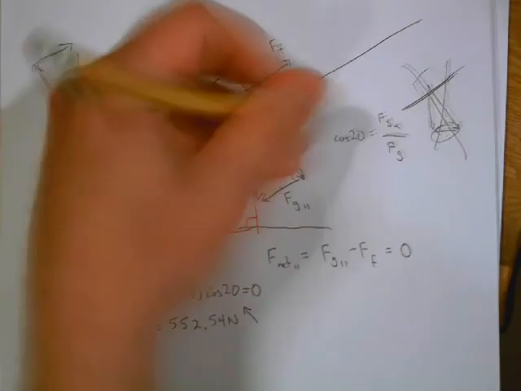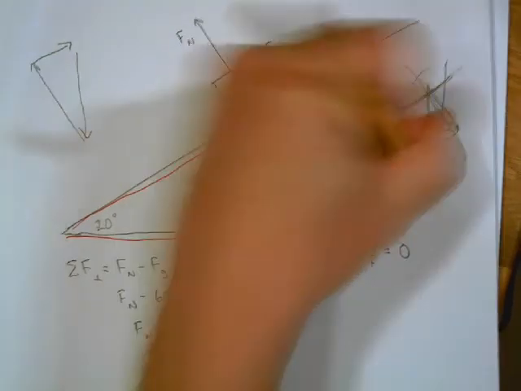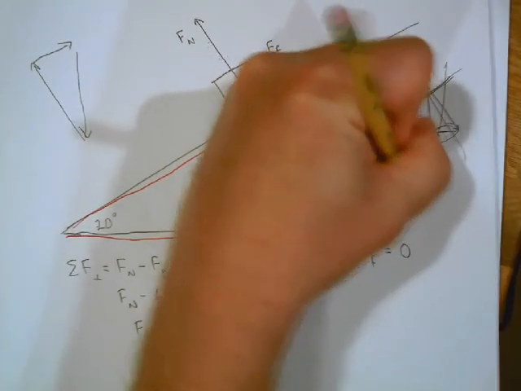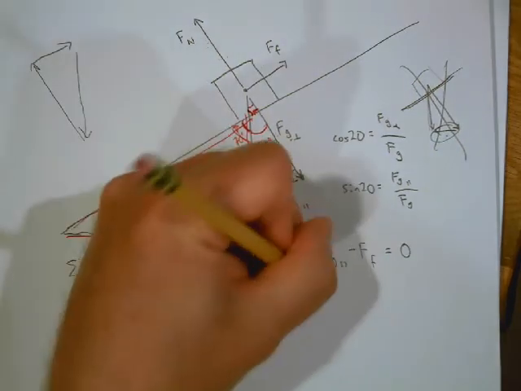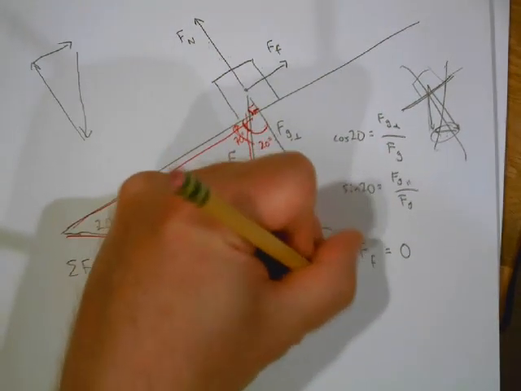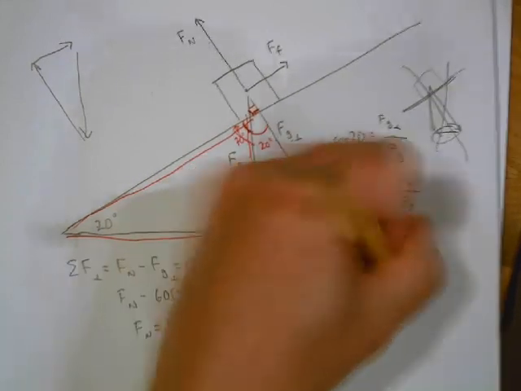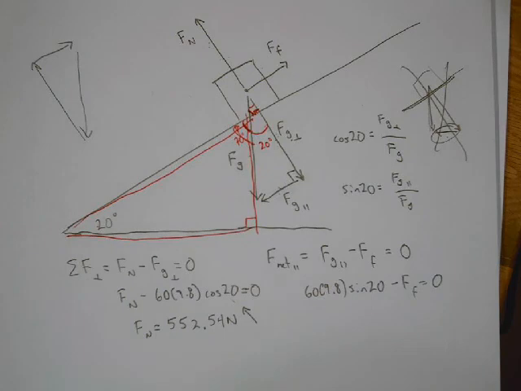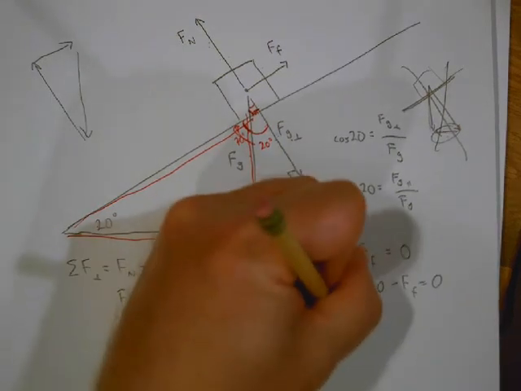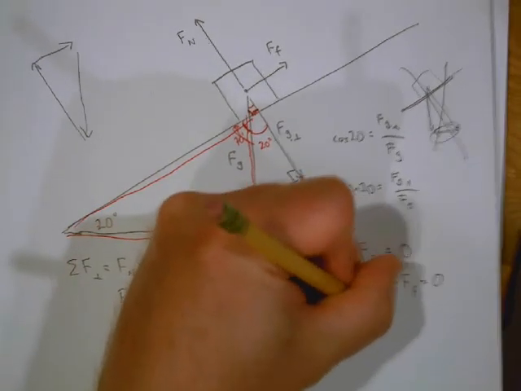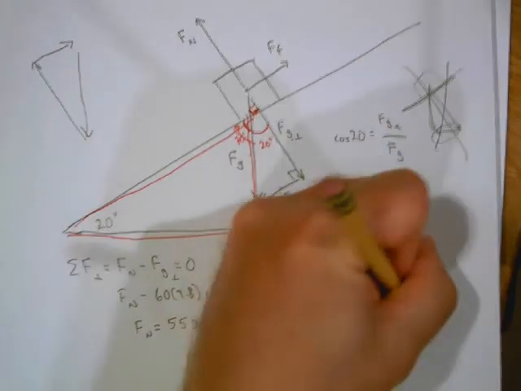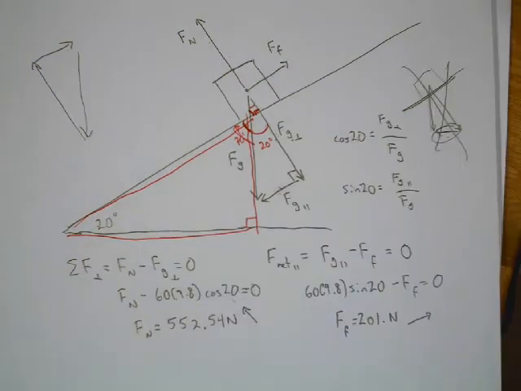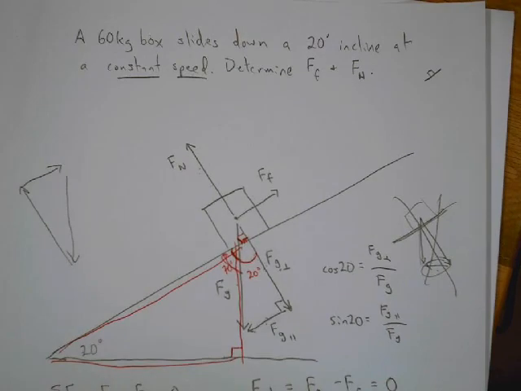On this side, if you think sine 20 equals FG parallel over FG, that means this is going to be 60 times 9.8 times the sine of 20 minus the force of friction equals 0. So 60 times 9.8 times the sine of 20, that would be my force of friction, equals 201.1 newtons, and it would be going parallel up the incline. Okay, so hopefully that makes sense.